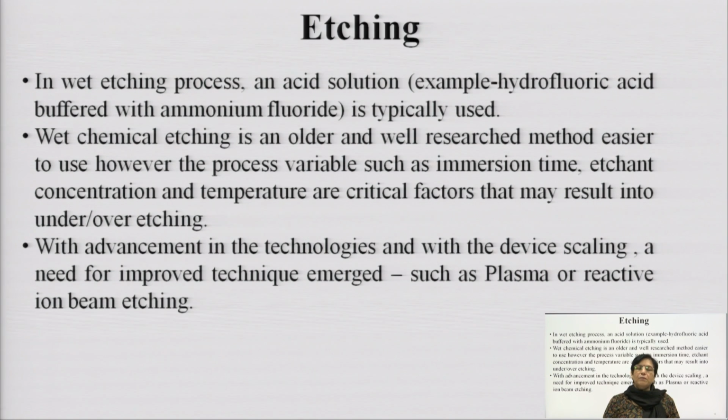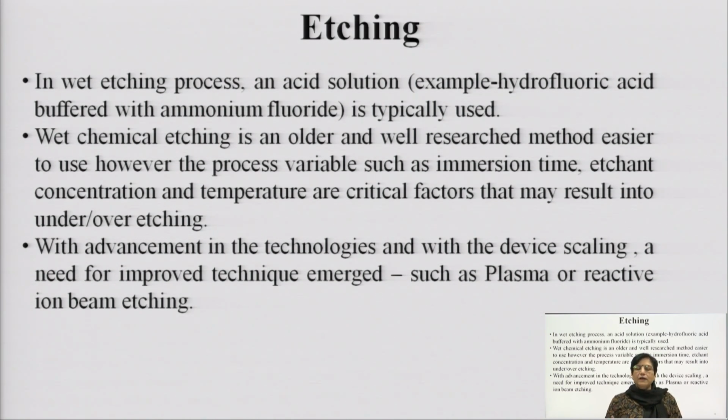So, please remember, in case of wet chemical etching, the most important dependencies or typical parameters affecting the overall etching process are immersion time, etchant concentration, the temperature, and the way in which the chemical reaction is behaving, which is very, very important, as that can lead to under or over etching.